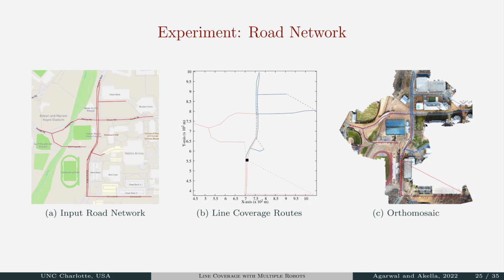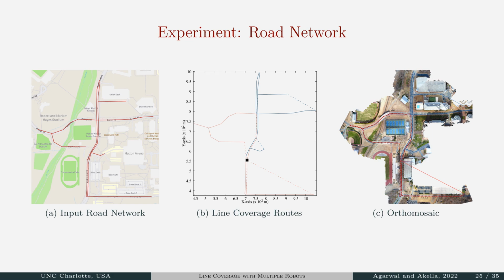We now show our first experiment on a road network. On the left is the input road network. In the middle we have line coverage routes. There are two routes distinguished by red and blue colors. The black square is the depot location. The solid lines represent servicing and the dashed lines represent deadheading.